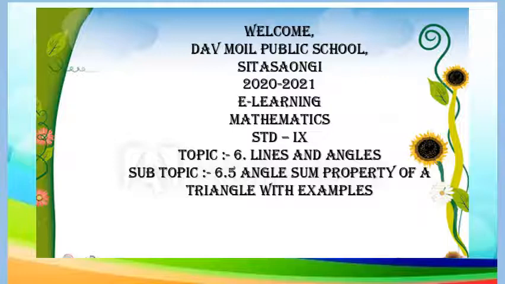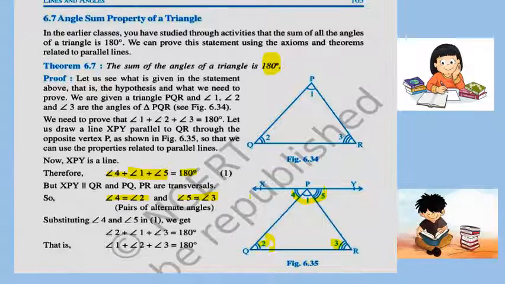Dear students, today in the lesson Lines and Angles, we will see the last topic of this lesson, that is angle sum property of a triangle. Already you are aware of the angle sum property of a triangle, but today we will see the theorem which is based on this property. In the earlier classes we have studied already through the activity, through the practical, the sum of all angles of a triangle is 180 degrees. Now how to prove it?